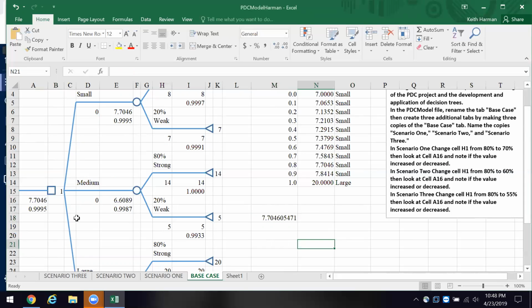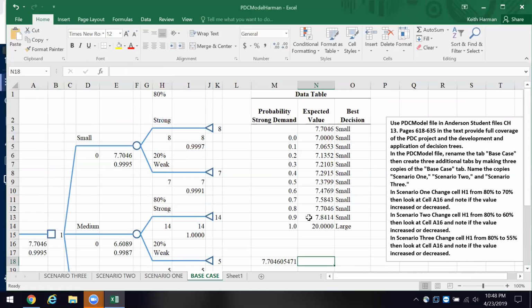Now let's look up here for a moment. And we're going to take 1 minus that. We're going to take 1 minus 1 times the exponent, and we get that figure, 0.995. And that gives us our probability for strong demand, the probability that we'll have strong demand.